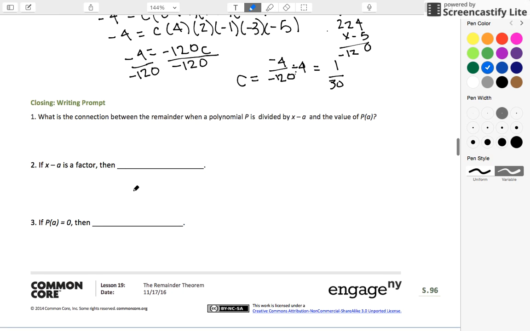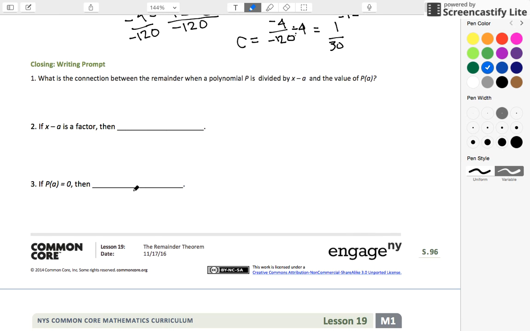Okay, so right here, you'll notice this prompt is from your notes. And if you flip to the yellow page from your notes today that you received on Thursday, it says, what is the connection between the remainder when a polynomial p is divided by x minus a and the value of p of a? Okay, so what's the connection between the remainder, right?